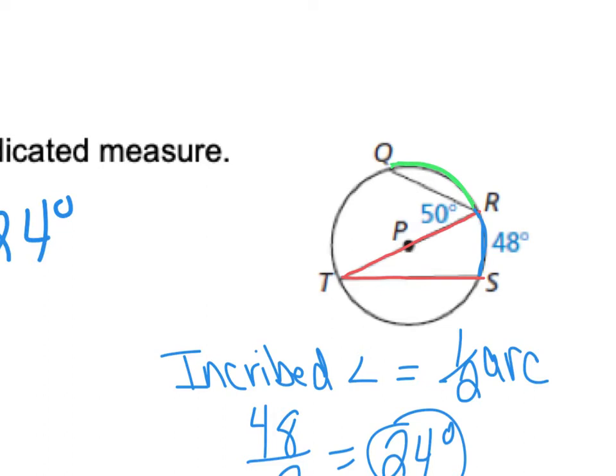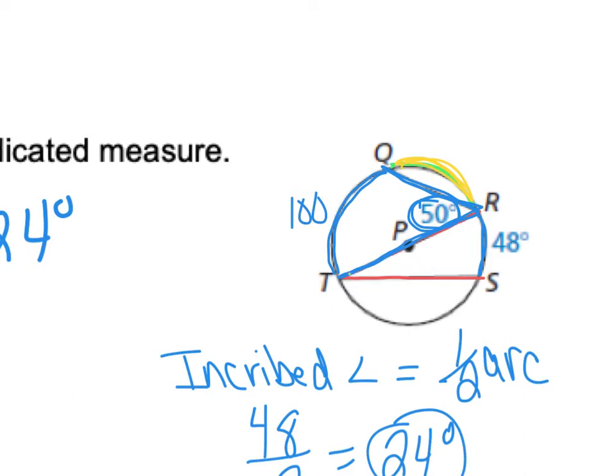Well, I know I have a 50-degree angle right here, and this is my inscribed angle that's making that 50 degrees. So what I do know is that arc QT, from here to here, is twice my angle. So this is going to be 100. But then I have to think, how could I figure out QR?